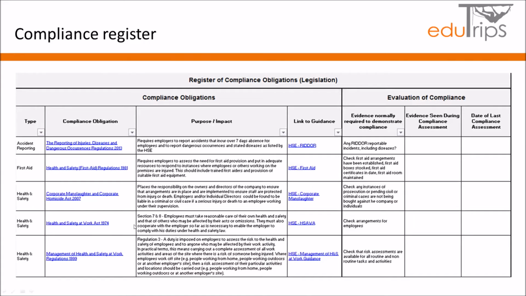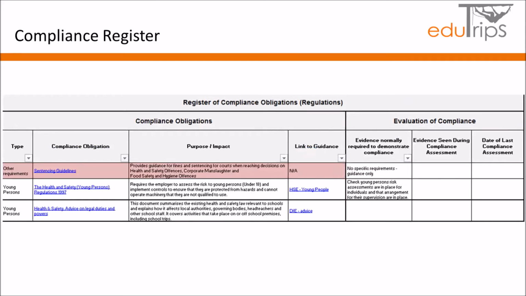So here we're looking specifically at Section 7 and 8 of the Health and Safety at Work Act and what that actually covers. And also we have evaluation of compliance. Now, this isn't a requirement of our Edutrips system, but it's really useful to use this audit tool, really. I mean, if you're identifying all the applicable legislation, why not check to see that you're actually complying with it? So this is a useful audit tool to check compliance against all the applicable legislation and also regulations as well.